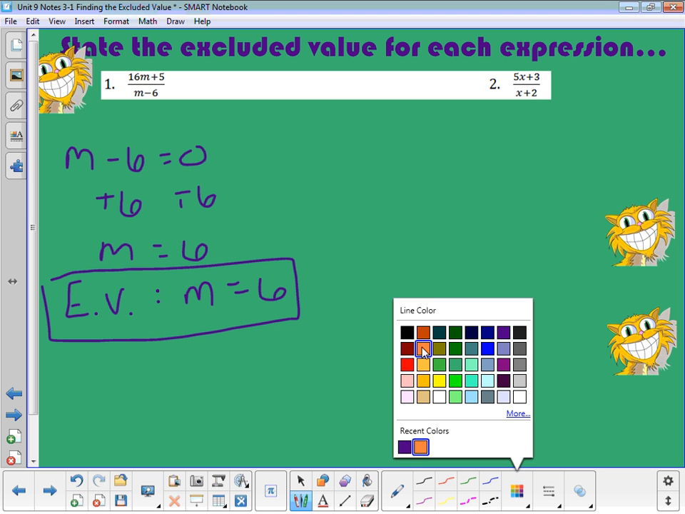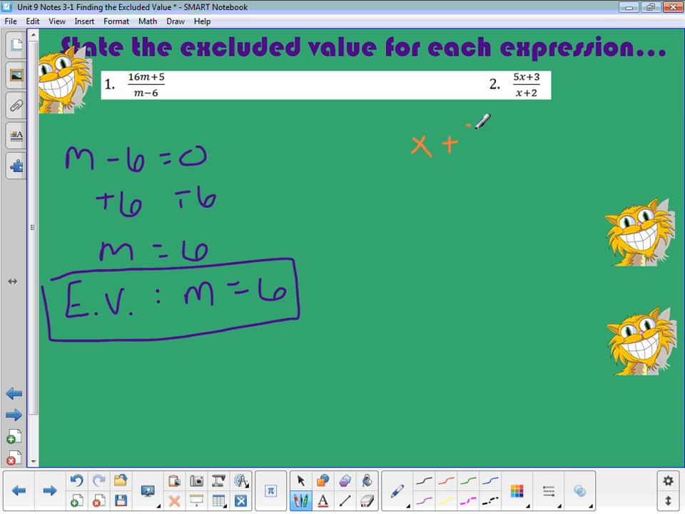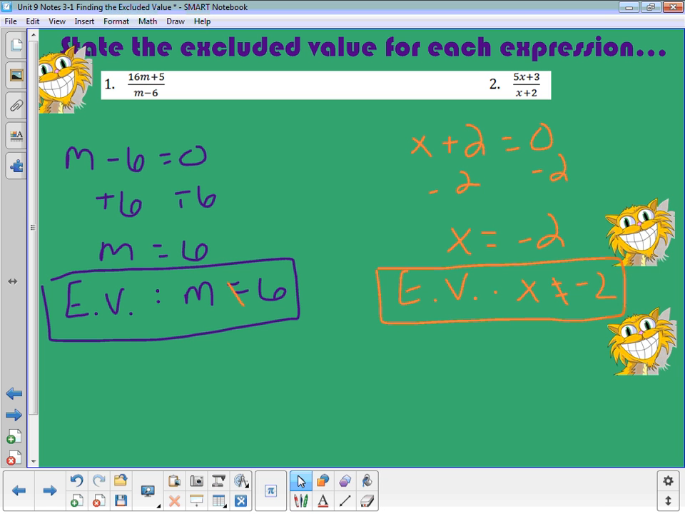Taking a look at number 2, setting the denominator equal to 0: x plus 2 is equal to 0. Subtract 2 from both sides, and x is equal to negative 2. So I'm just going to state that my excluded value is that x cannot be negative 2, and I forgot that on this one. When we put that little dash through the equal sign, that's saying it's not equal to that. It cannot be equal to that. All right, so that's exactly what I'm saying there.